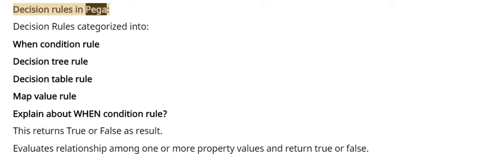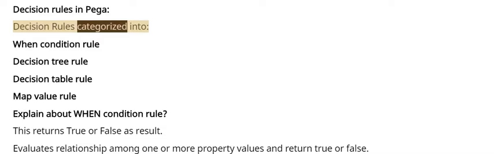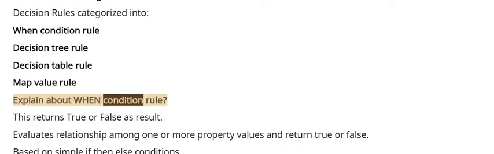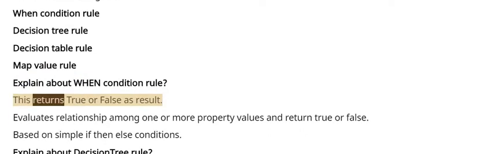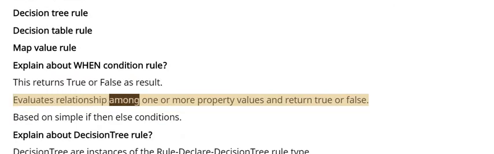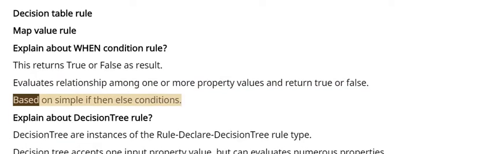Decision rules in Pega. Decision rules are categorized into when condition rule, decision tree rule, decision table rule, and map value rule. Explain about when condition rule. This returns true or false as a result. It evaluates the relationship among one or more property values and returns true or false, based on simple if-then-else conditions.